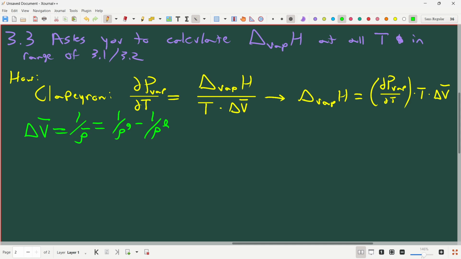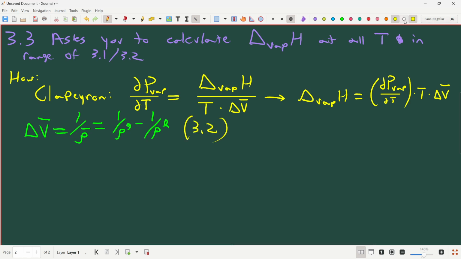You'll have a table of them in Excel, a column of densities for each material. So all you have to do to calculate delta V is just take 1 over each of them and calculate the difference. Really easy. Just make a new column that's 1 over the density of the gas and subtract off 1 over the density of the liquid. Super easy. This all comes from 3.2.